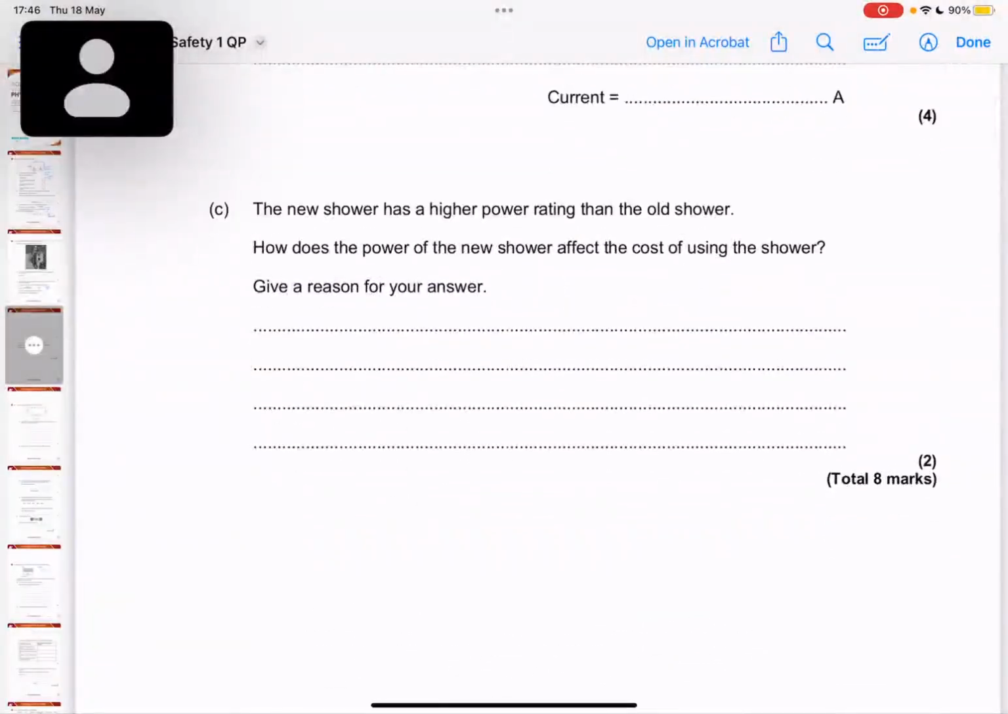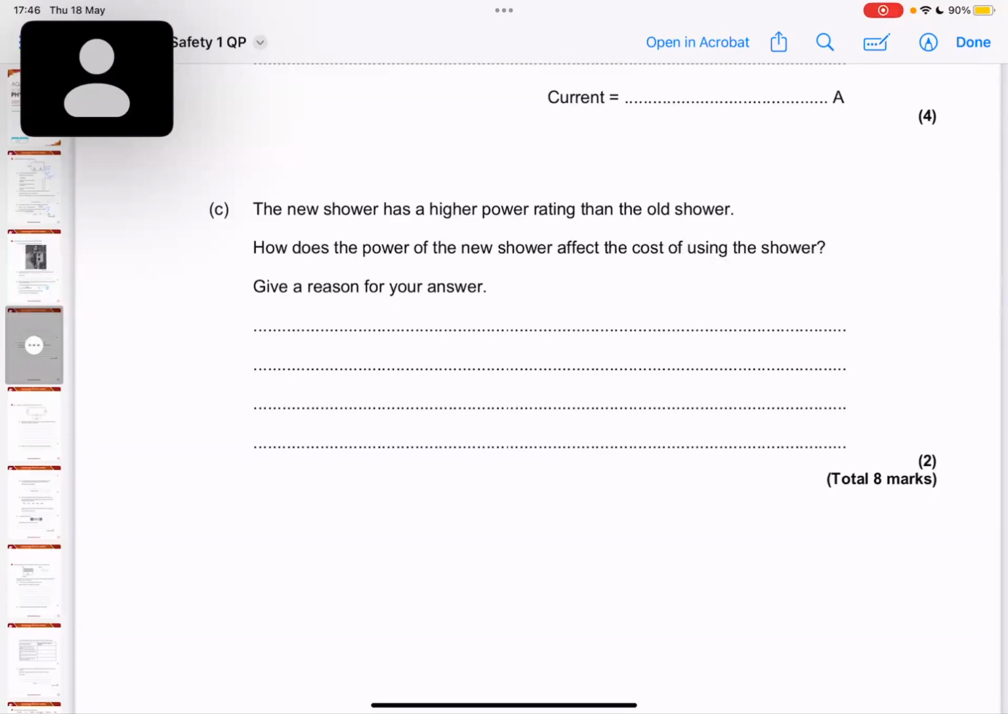Okay. Then it says that the new shower has a higher power rating than the old shower. How does the power of the new shower affect the cost of using the shower? And give a reason for your answer, so 2 marks. It's going to be more expensive. Okay. Why? Why do you think? Because like more energy would be used per second.